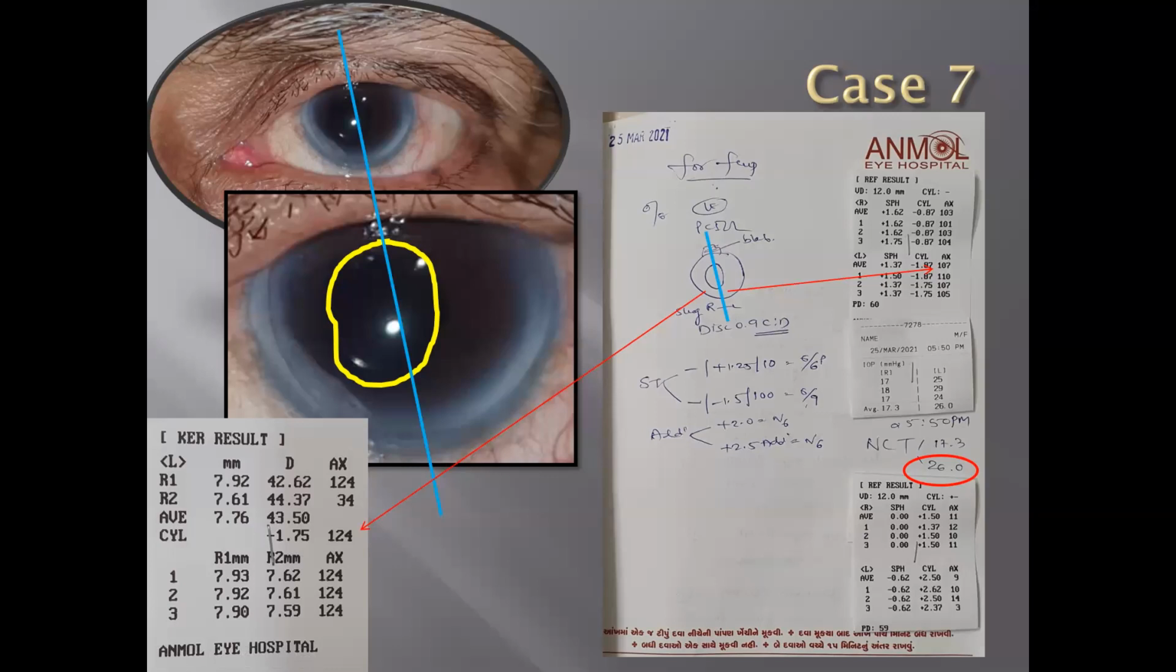So you have to check the calibration of the auto refractometer and auto keratometer every month, so that you will not have false readings, or constant readings with some fixed error. So this is the case where we have to control the intraocular pressure first, then again do the refraction, and final refraction will be given after that. So that is all about the pseudophakic refraction clinical cases.